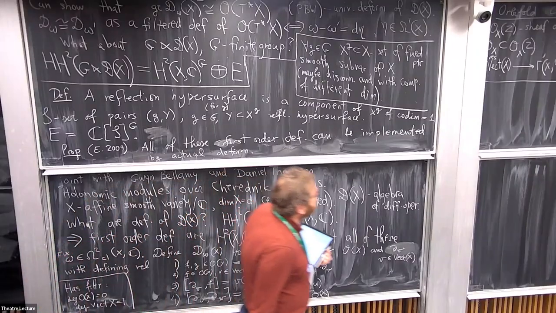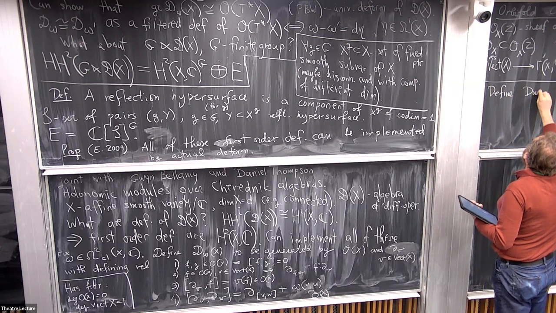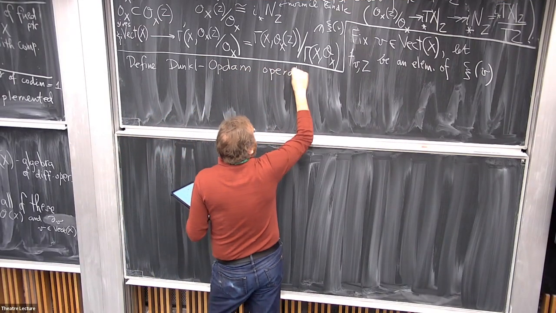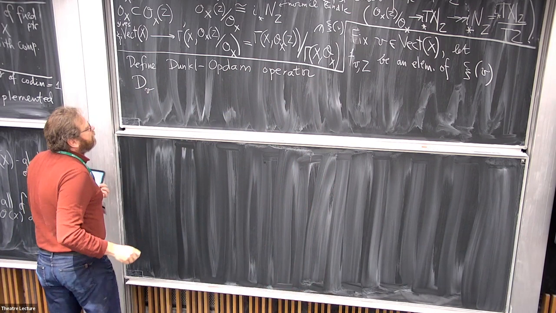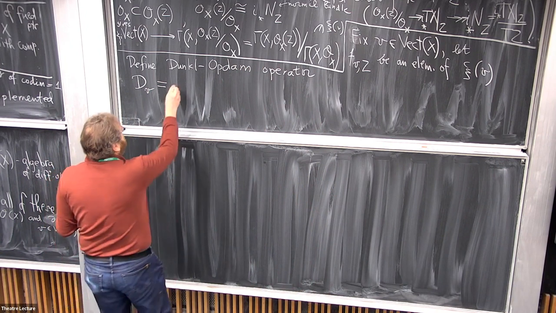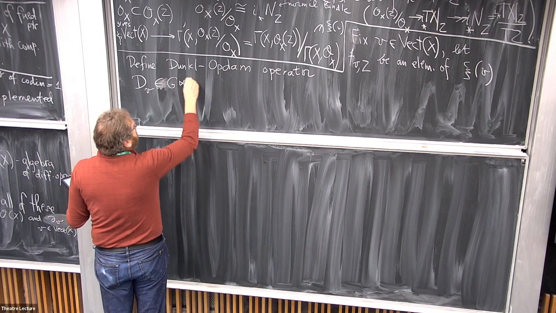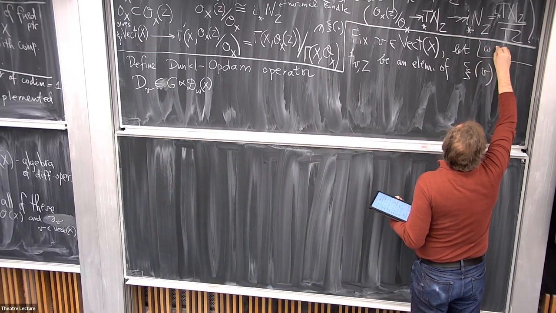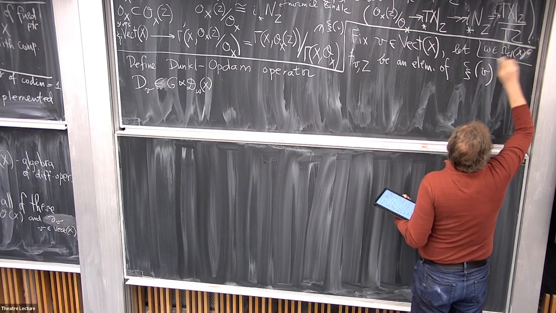And then you define, so I'm going to define the Dunkl-Opdam operator. So D sub V, and this operator is going to be inside G semi-direct product with D_omega of X. So I'm going to fix omega in closed forms of X, invariant under G.